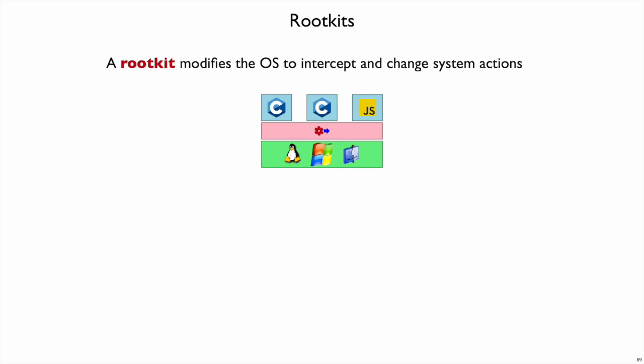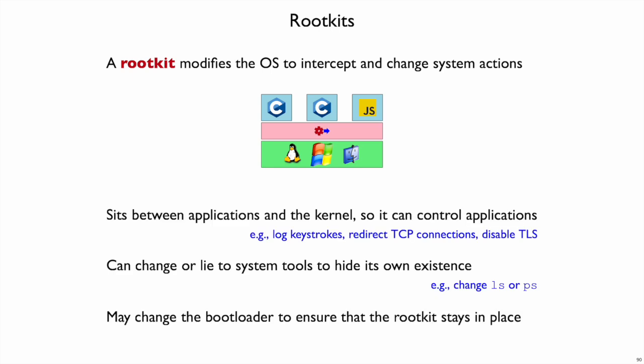The operating system is intended to be safe, to provide safety to different applications, and if a rootkit modifies that, it can intentionally break the safety guarantees that the operating system is meant to provide. And in adapting the operating system, it can do all sorts of things. It gets to sit between applications and the kernel so that it can change how keystrokes are reported, or network connections, or it can just turn off encryption of data.